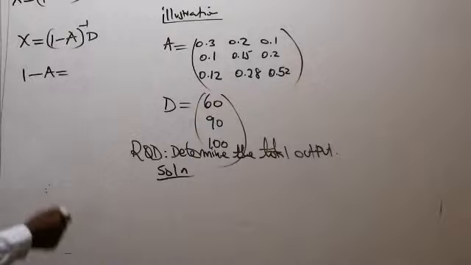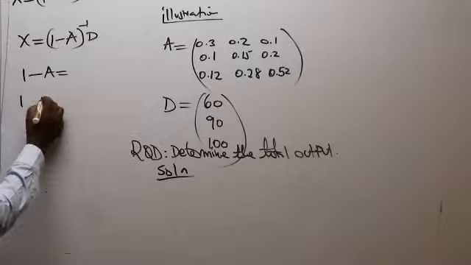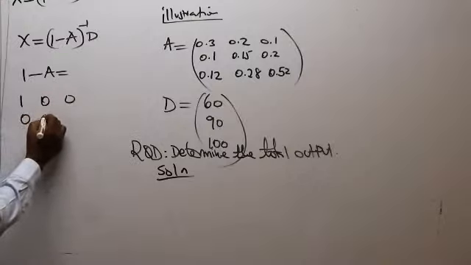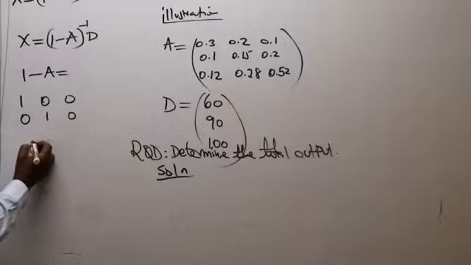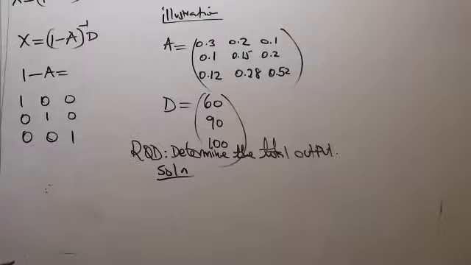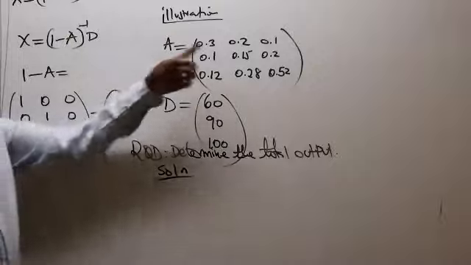So in this case here, our I has to be 3 by 3. So it is 1, 0, 0. Then we start here with 0. The next one will be 1, 0. And then we have 0, 0, 1. They would want me to come here and deduct my A.